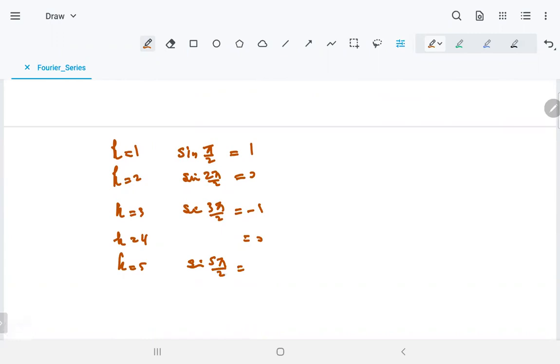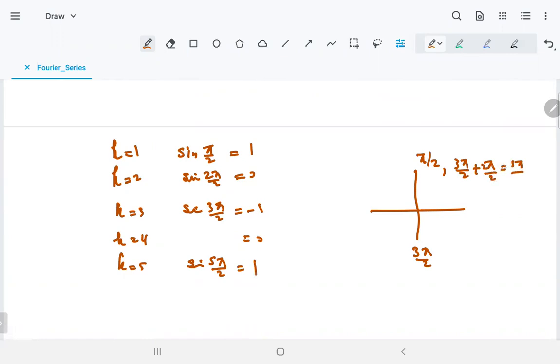5 pi over 2, you remember that that's pi over 2. You add pi, 3 pi over 2. You add pi on this one. If you have 3 pi over 2 plus pi, put 2 and 2, so you get 5 pi over 2. This is the one. You get 1 again.